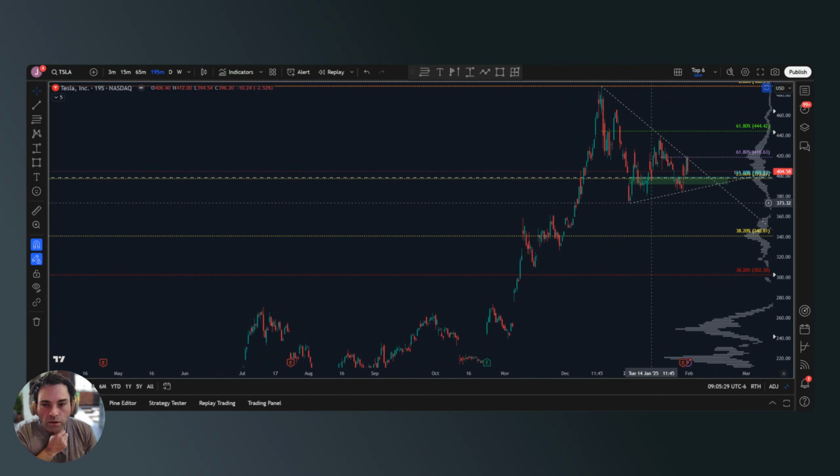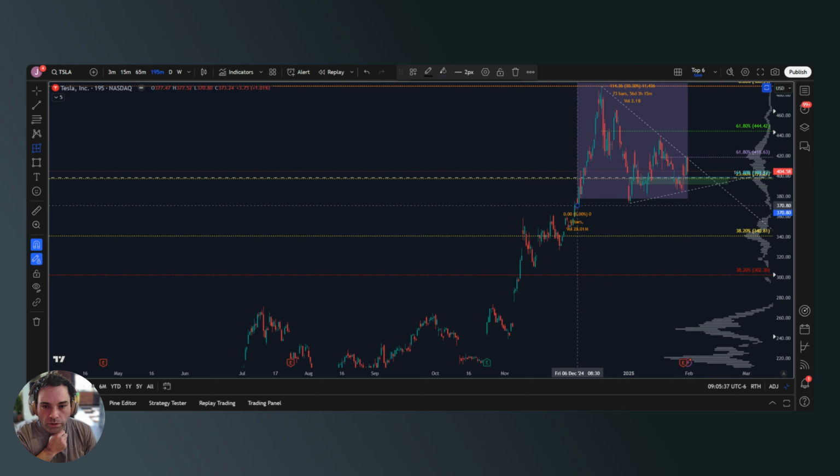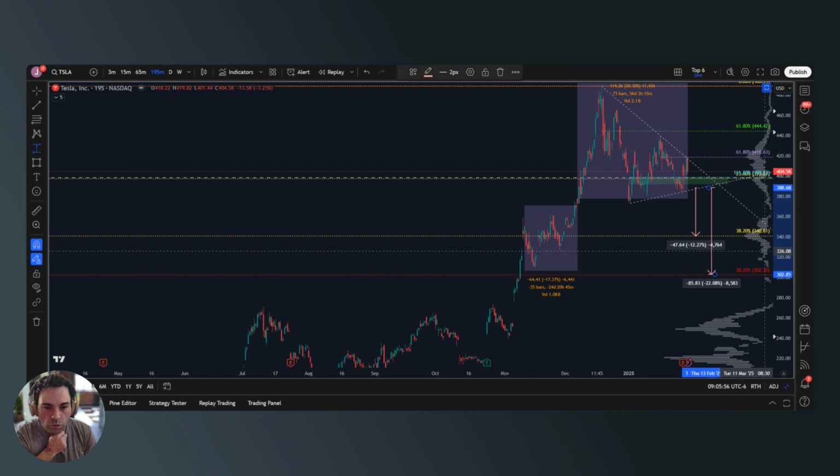There we go. And so let's go ahead and just do the same thing we've been doing to everything else. We'll assume that the consolidative range is here. That's 2.1 billion shares. And if we want 1 billion shares, there you go. Found your 1 billion. So here, the breakdown from support offers something between 12 and 22%.